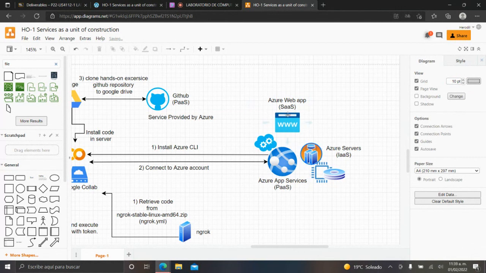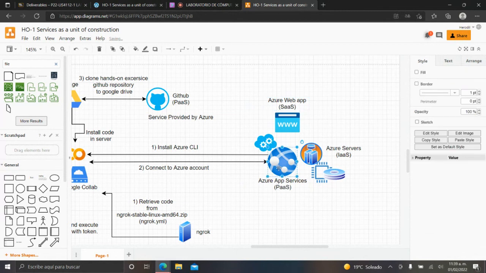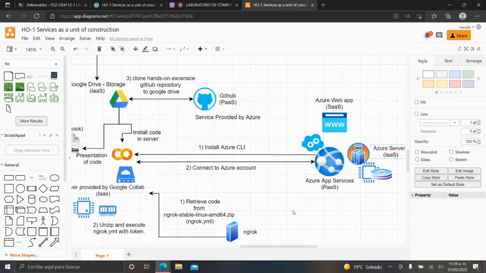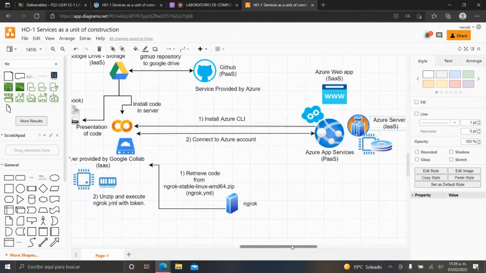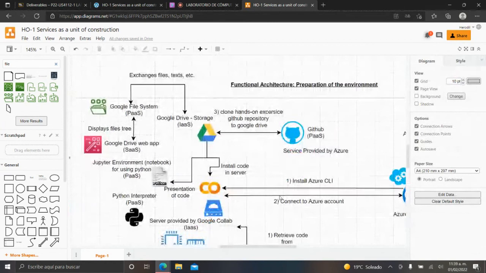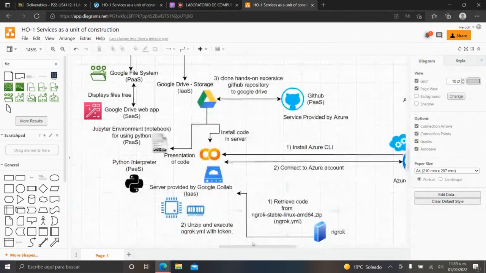Okay. So we get the service as a software as a service, and this is the platform as a service, and the infrastructure as a service. And this is the hardware. Okay. Now I understand very clearly.